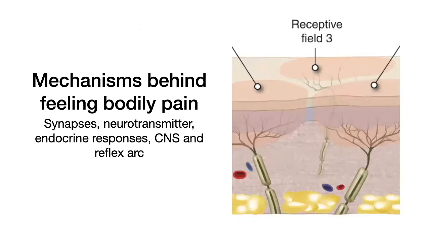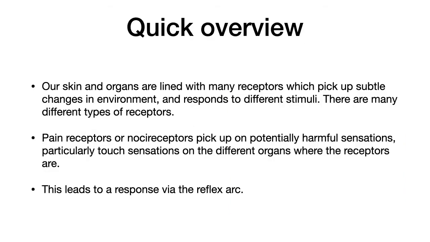And there are a few mechanisms behind feeling bodily pain, and we will go through these as well. So before, you saw the image of the synapses, you saw the reflex arc. We'll be talking about synapses, neurotransmitters, endocrine or hormone responses, CNS, which is the central nervous system, and the reflex arc, as I mentioned. So this is just a quick overview.